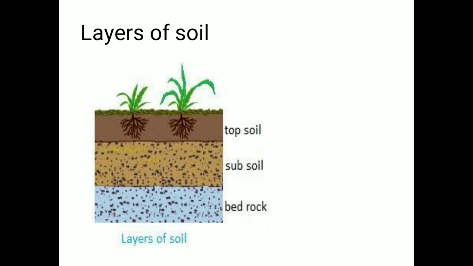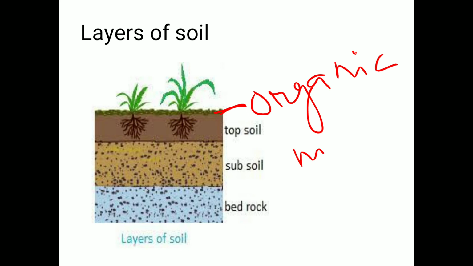Okay, now the next topic is layers of soil. There are three types of layers of soil, that is the topsoil, subsoil, and the bedrock. The topsoil, this green part of the soil, is called the organic matter part. Since it is present on the topmost layer, it is called the topsoil. In that topsoil only the plants will grow, and it is soft and dark in color.